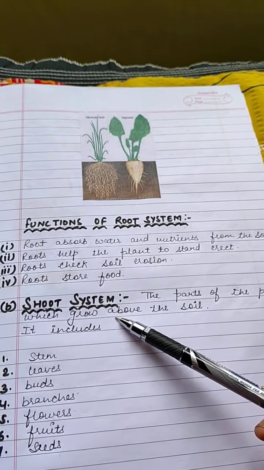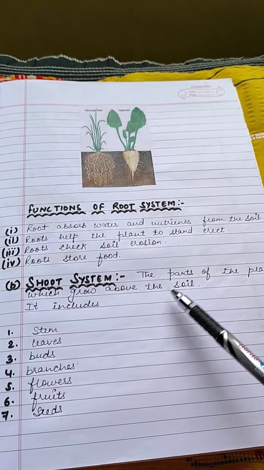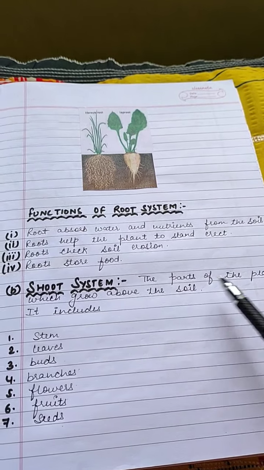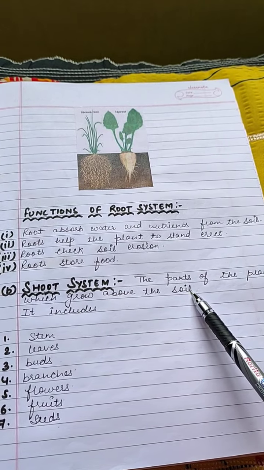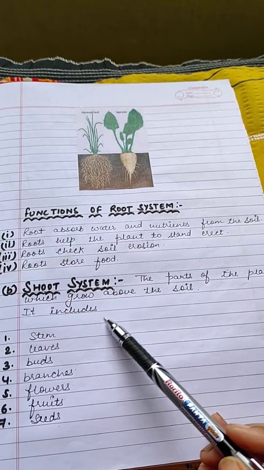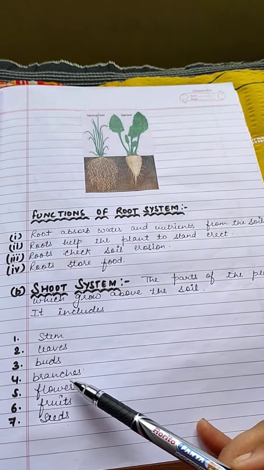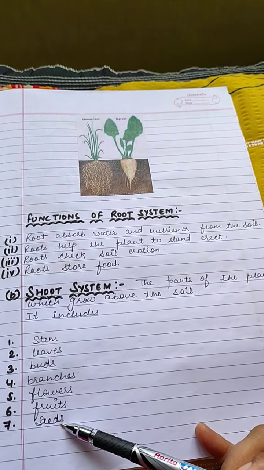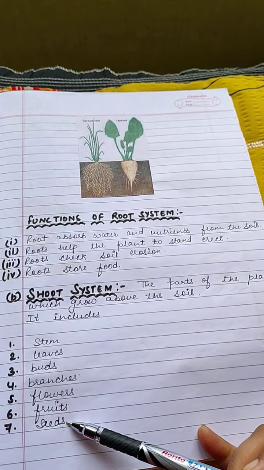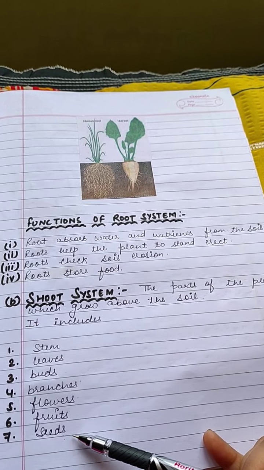Now the next system is the shoot system, which includes the parts of the plant which grow above the soil. It also includes stems, leaves, buds, branches, flowers, fruits, and seeds. And they all have different functions which we will discuss in our next video.